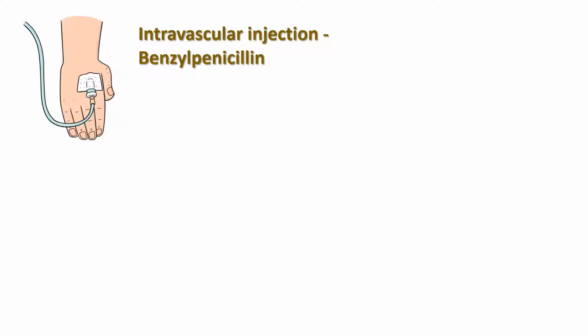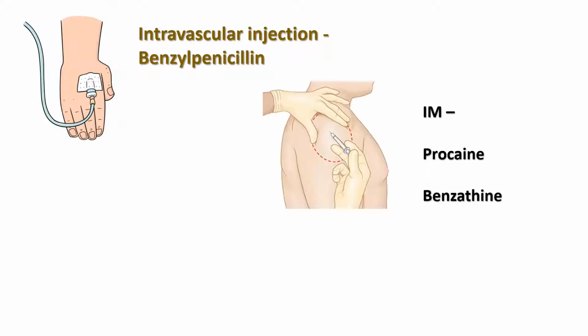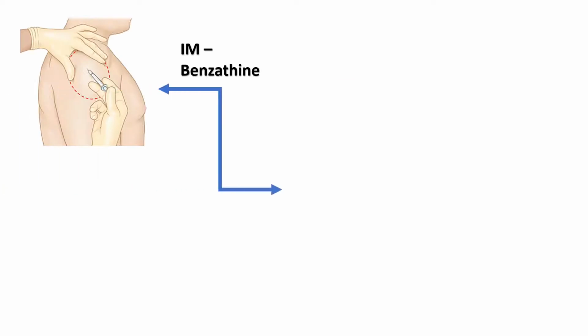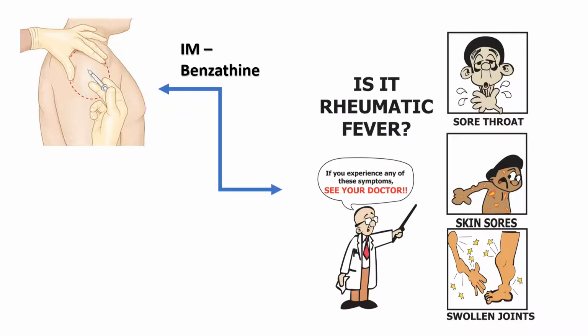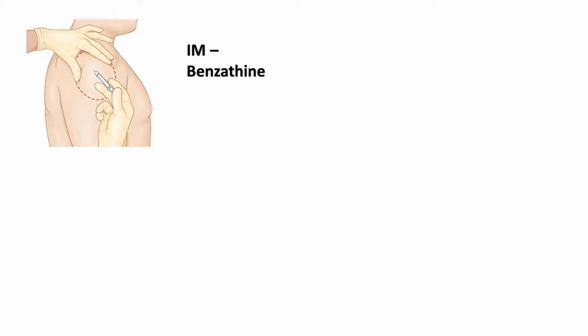So, if we talk about formulation of penicillin G, benzyl penicillin is the intravenous formulation. It is also available in intramuscular forms as procaine and benzathine penicillin G. We know that benzathine penicillin is used as prophylaxis against Streptococcus pharyngitis for prevention of rheumatic heart disease. It is also used in treatment of syphilis.